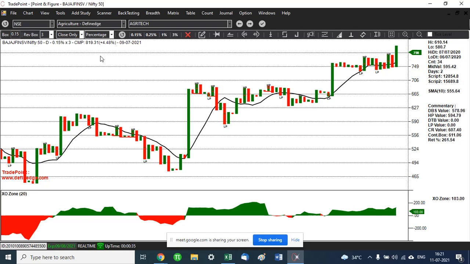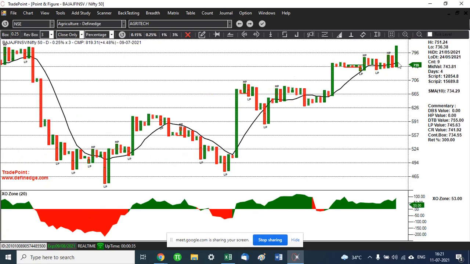This is the 0.25% on a daily chart. We have seen that the stock is bullish. It has given a double top buy quite some time back, and the stock is looking very good. There is an anchor column here, which gives us a target.